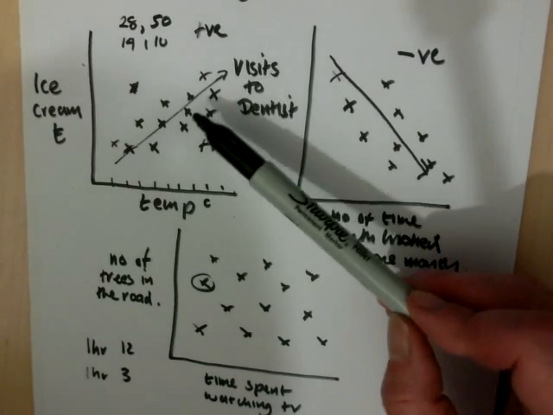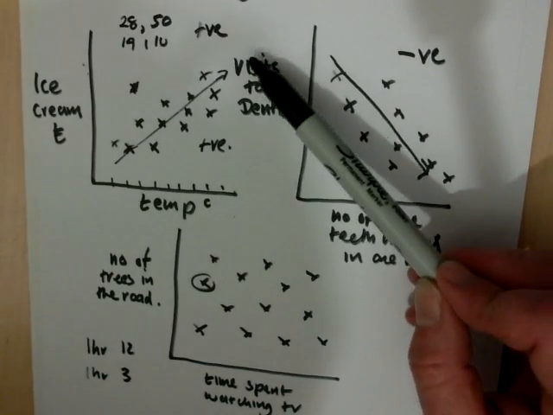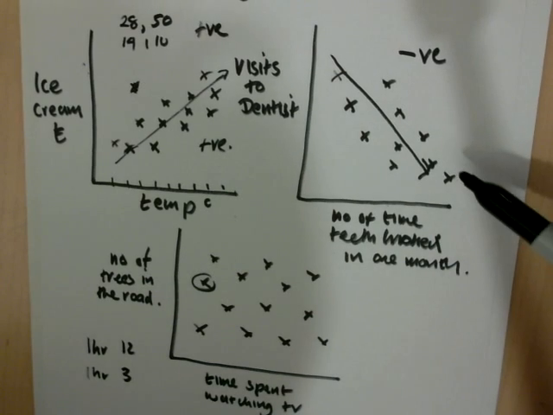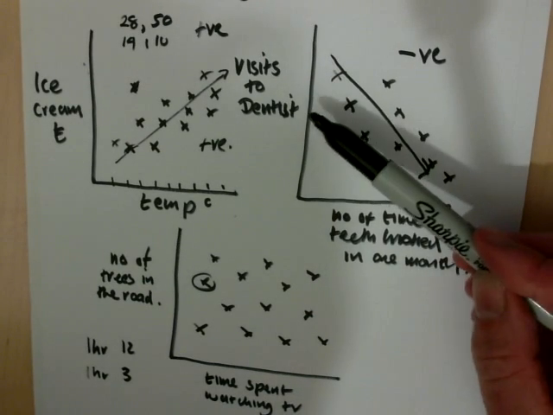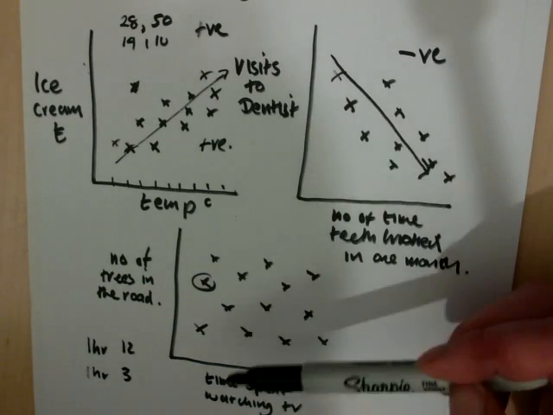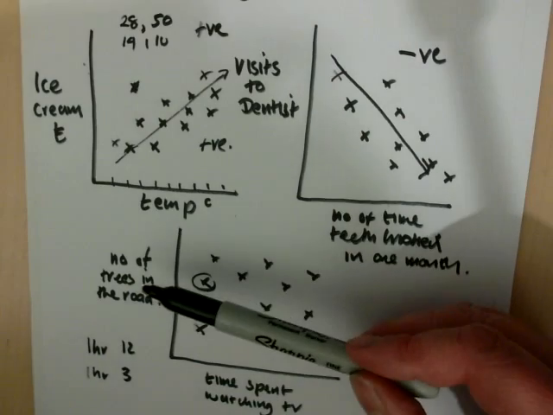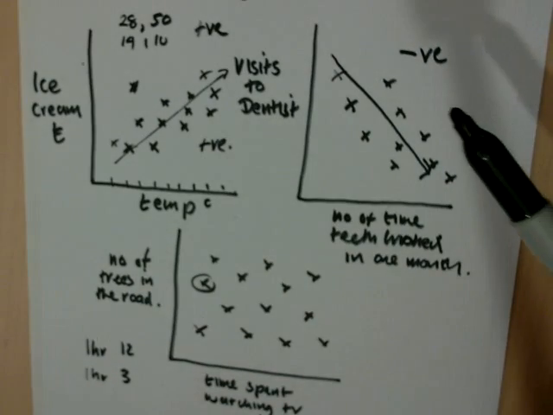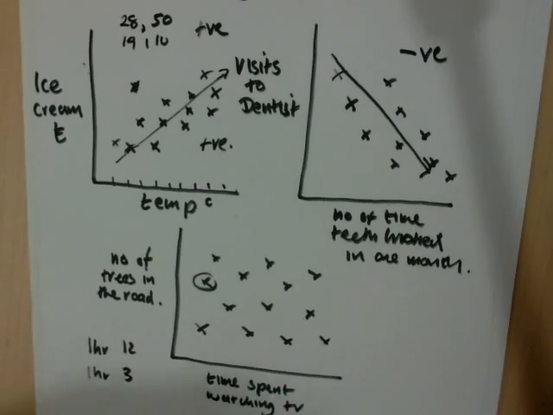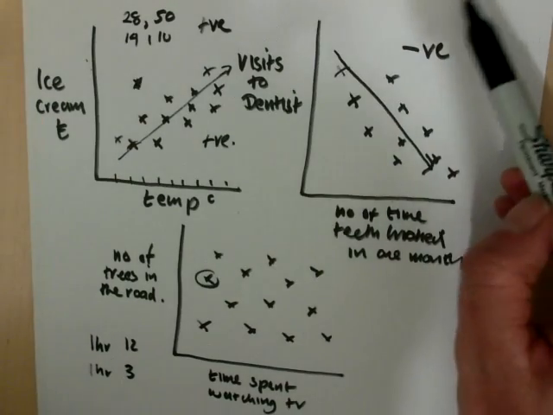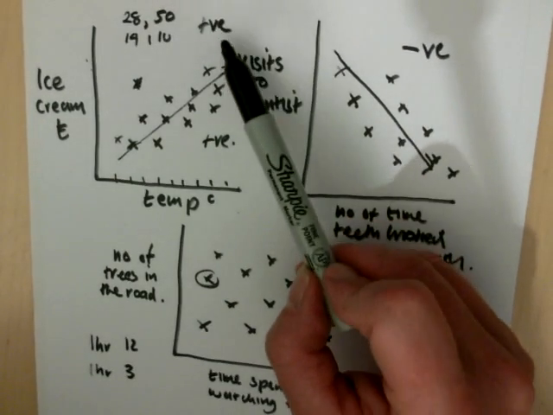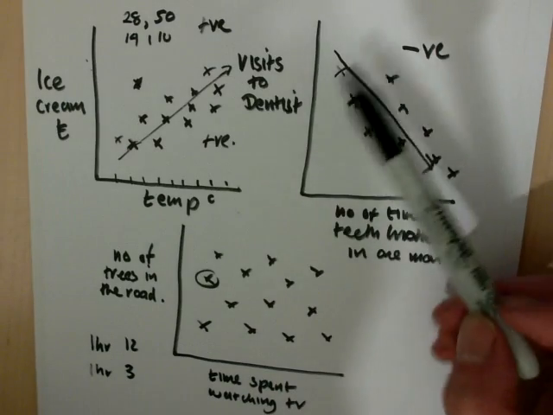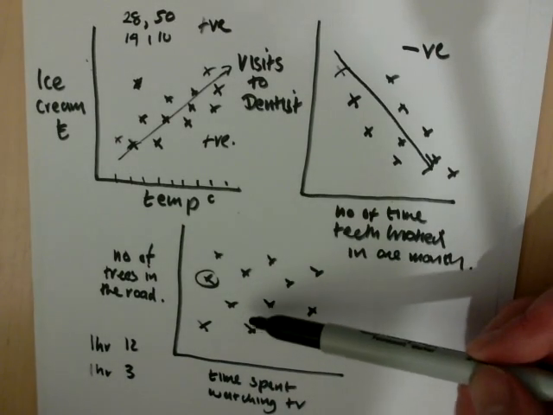We would expect ice cream sales to go up if the temperature gets hotter. If we look after our teeth a lot, then we shouldn't have to visit the dentist so much. And time spent watching TV will have little connection, or none at all, with the number of trees in a road. So that's your first introduction then to scatter diagrams and the three types of correlation: positive, negative, and no correlation.